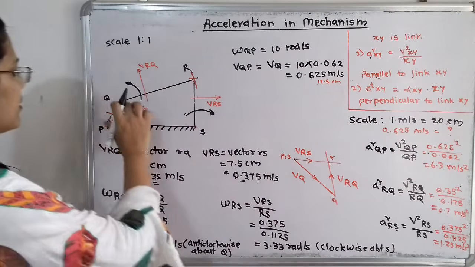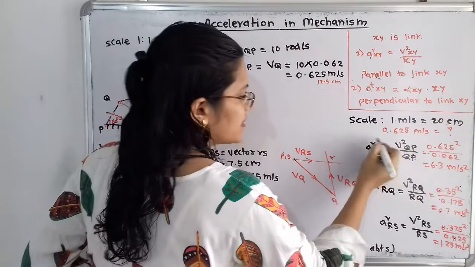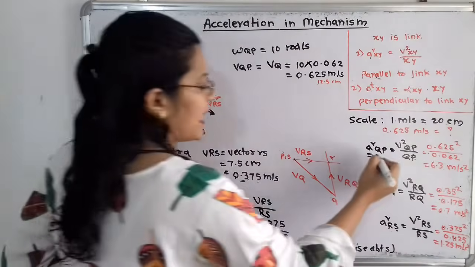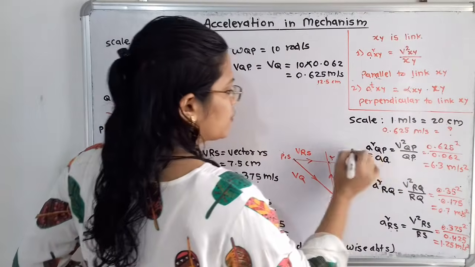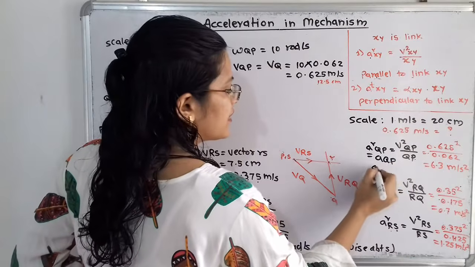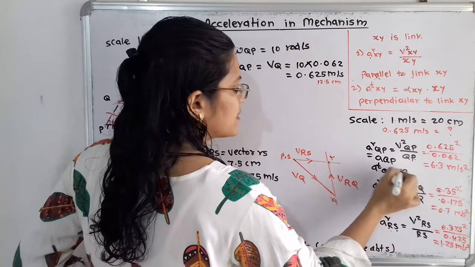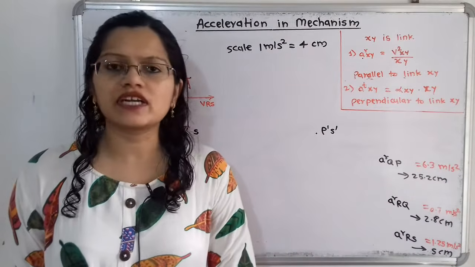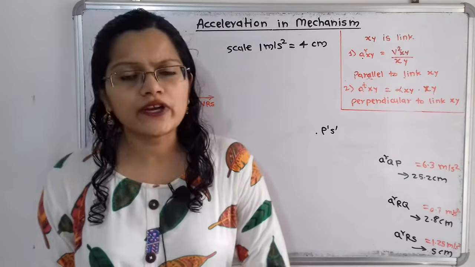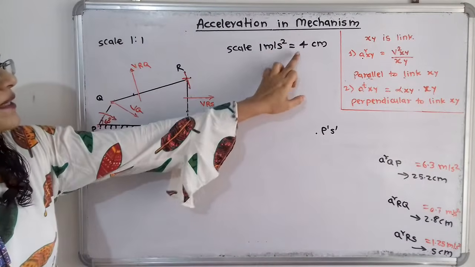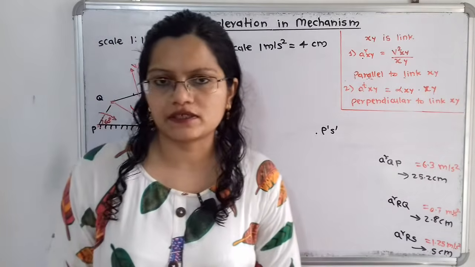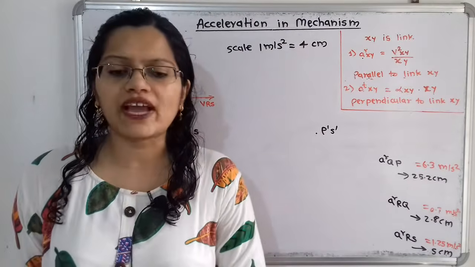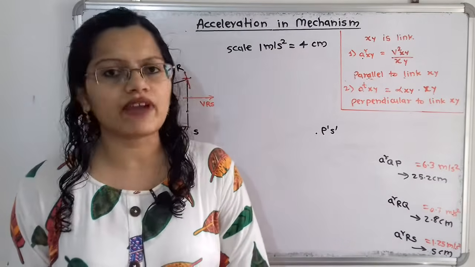So for this crank PQ, we are considering a^r_QP, or simply we can say AQP, the acceleration of Q with respect to P, because here a^t_QP we will consider as 0. Now we will move on to draw the acceleration diagram with a suitable scale. Here I will use the scale of 1 meter per second square equal to 4 centimeters, and I will use the red marker for the radial and tangential components of acceleration.